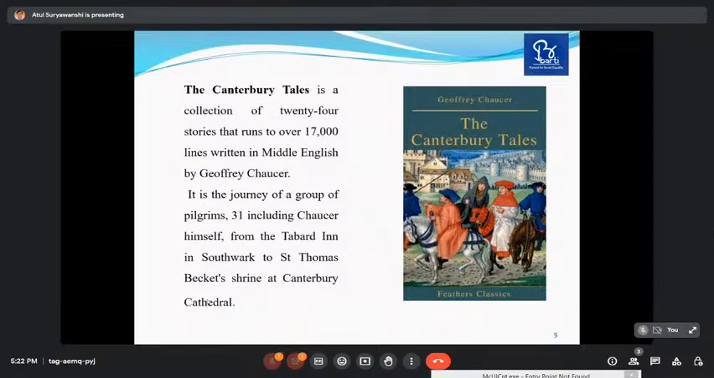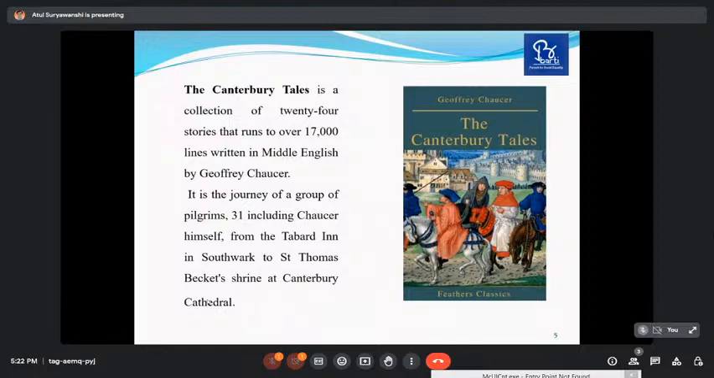One of the best literary pieces written by Geoffrey Chaucer is entitled Canterbury Tales, which is very much important for the sake of exam. It is a collection of 24 stories that runs to over 17,000 lines, written in Middle English by this poet. It is the journey of a group of 31 pilgrims, including Chaucer himself, from the Tabard Inn southward to St. Thomas Becket's Shrine at Canterbury Cathedral.